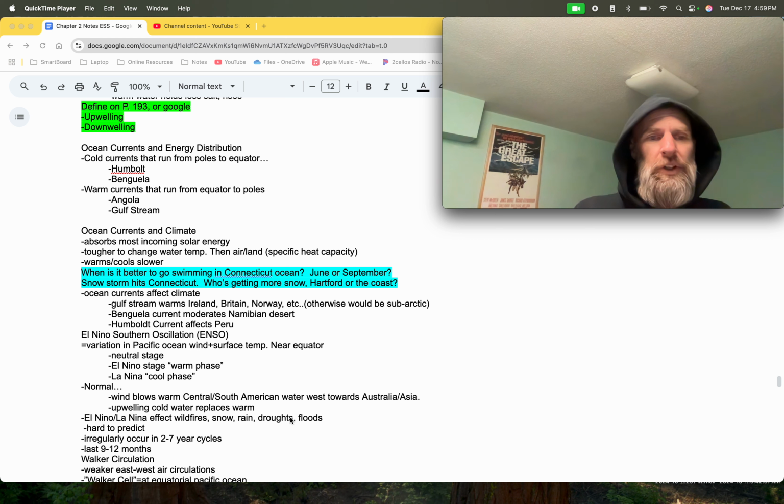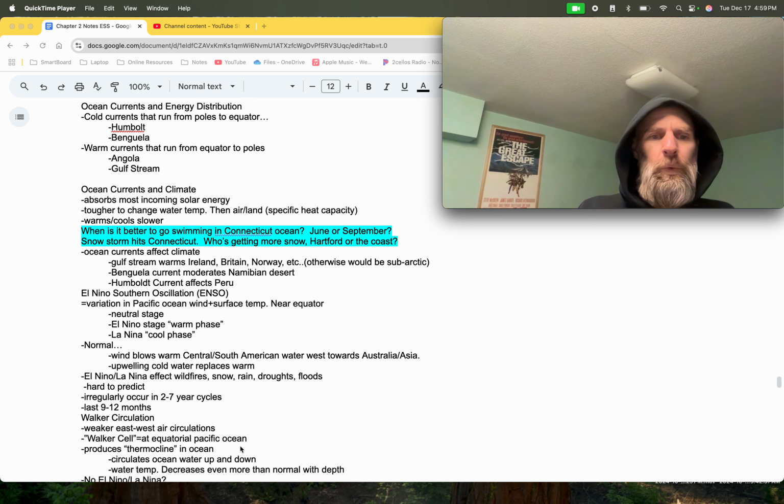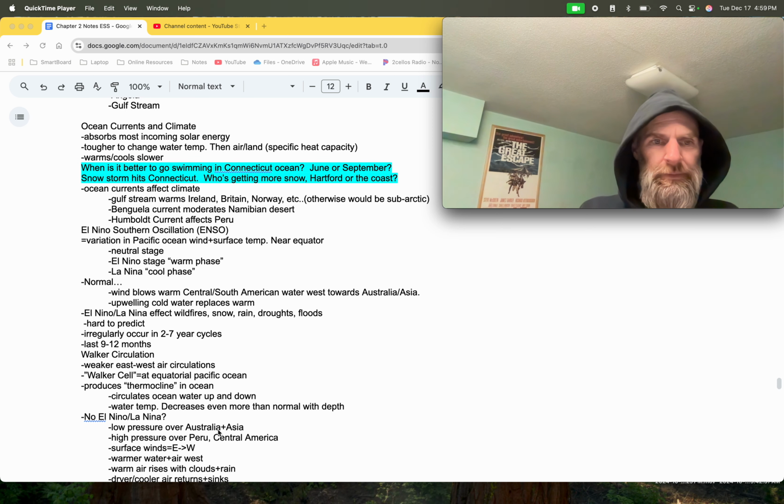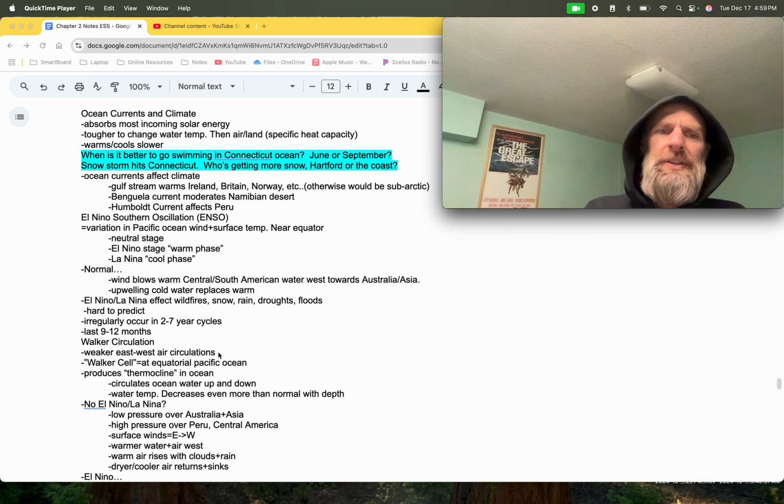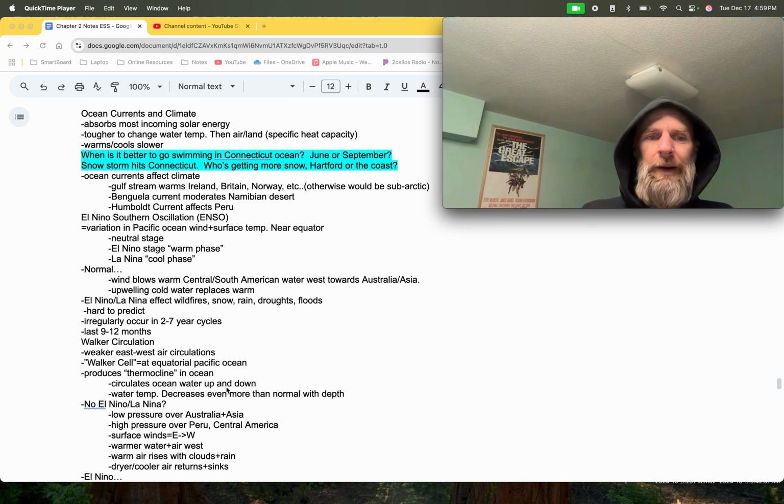The Walker circulation is the east-west air circulation. Walker cells are at the equatorial Pacific Ocean. It produces a thermocline in the ocean and circulates the ocean water up and down. Water temperature decreases even more than normal with depth. So it's like, the ocean's going to get colder as it goes down, but it does even more so with the Walker cell.